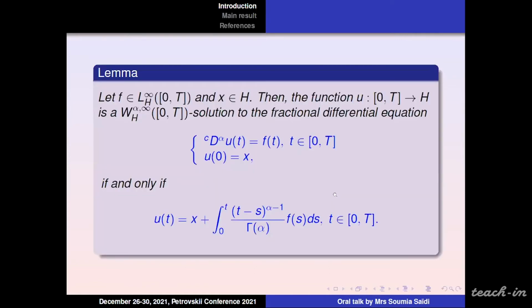Now we move to a crucial lemma that plays an important role in our developments. For a function f which is in L infinity and an element x in H, the function u is a W^{alpha,infinity} solution to the fractional derivative equation with the initial condition u(0) equals x, if and only if u(t) is expressed as follows. And we have this expression that involves the element, the initial condition, and this term is the Bochner integral of f of order alpha.